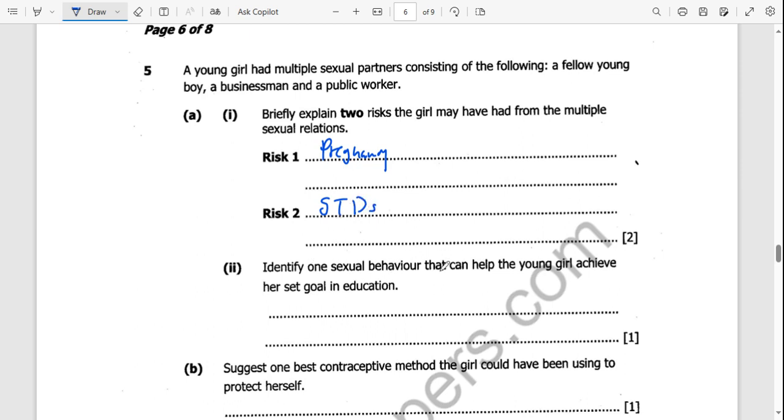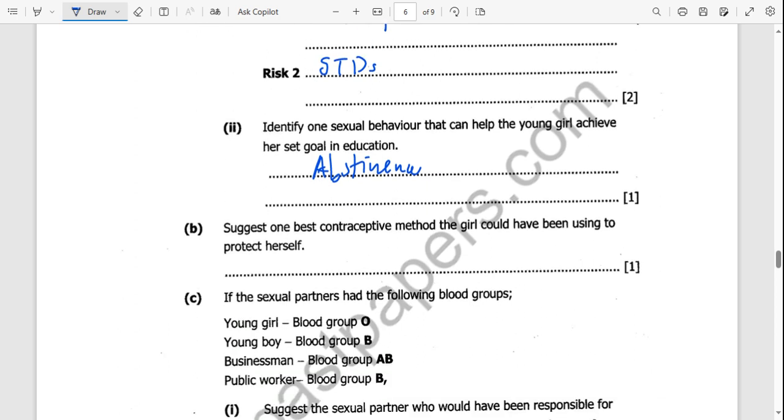Identify one sexual behavior that can help the young girl achieve a set goal in education. One sexual behavior is just abstinence. Okay, stay away from whatsoever is here. You'll be able to achieve your goal in education. Suggest one best contraceptive method the girl could have been using to protect herself. She would have been using a condom. Condom can prevent both STDs and pregnancy.